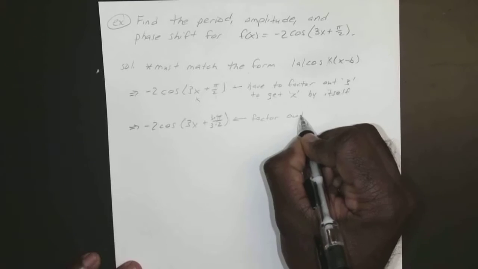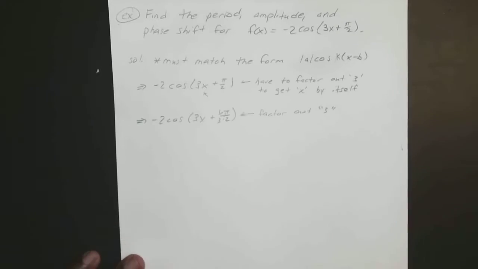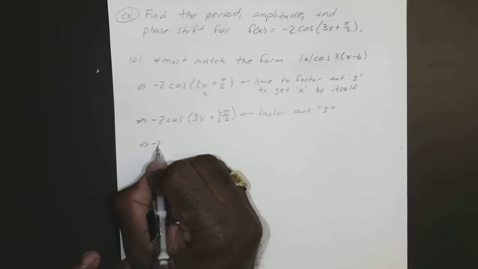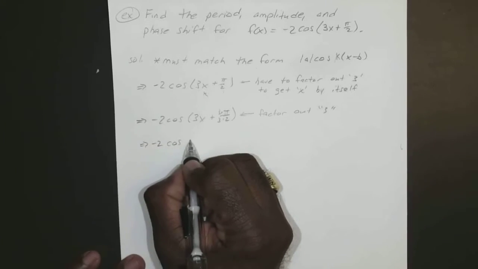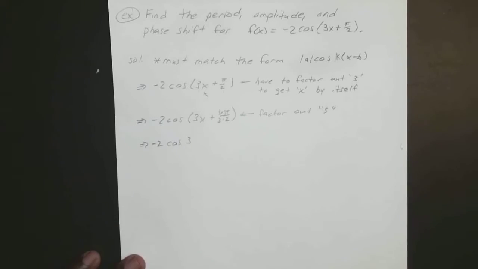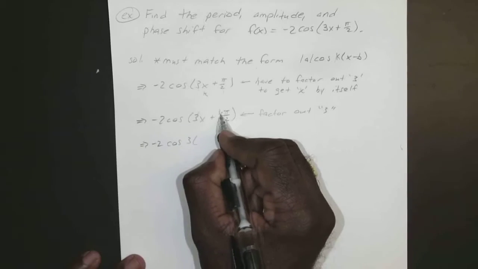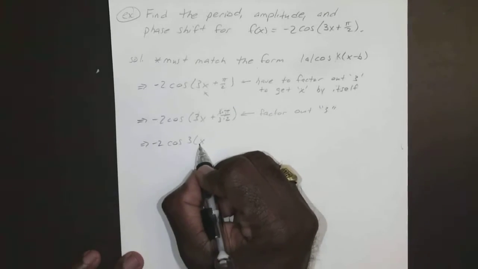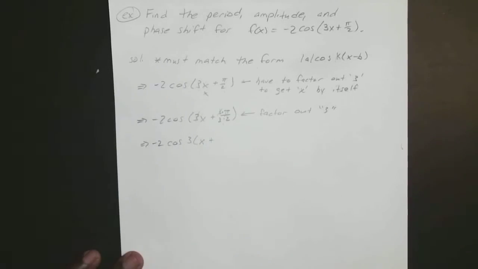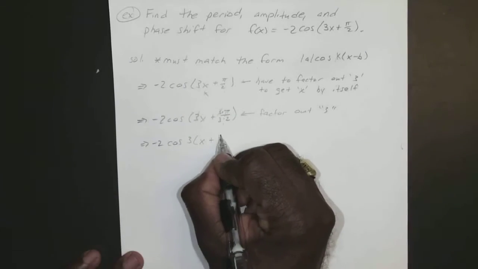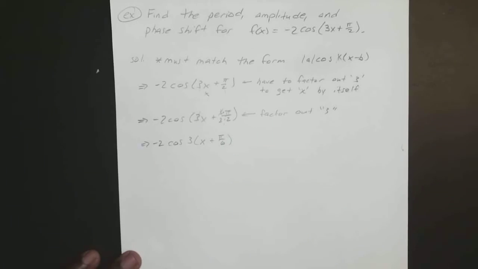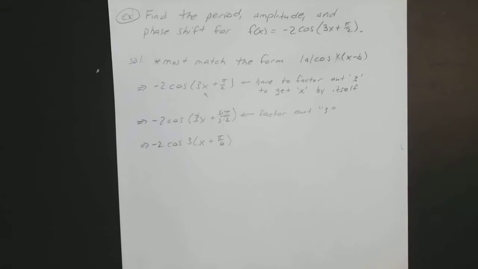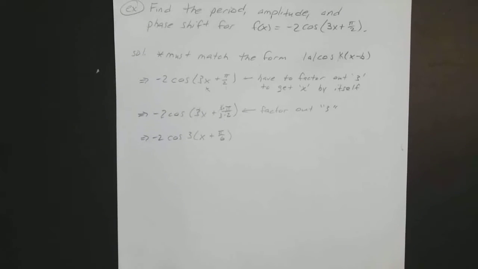So we factor out our 3, which means we have negative 2 cosine, and we factor out our 3. So if we factor out that 3 and that 3, that leaves us with x plus pi over 6. So does that make sense? All right. So we're close to our formula.